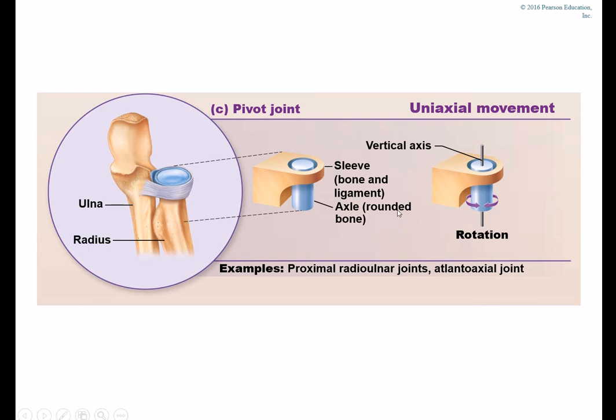Pivot joints, best example really is the atlantoaxial joint between the first 2 vertebrae. What they are going to do is uniaxial as well, so it's a rotational type movement, and it's really like a bone inside a little sleeve. So the sleeve is a bone or a ligament, and then the axle is this rod-shaped or rounded bone. And so the example here is the proximal radioulnar joint. You can see that the axle is the radius, and the sleeve is this little annular ligament, and the radius pivots inside, rotates inside this ligament.